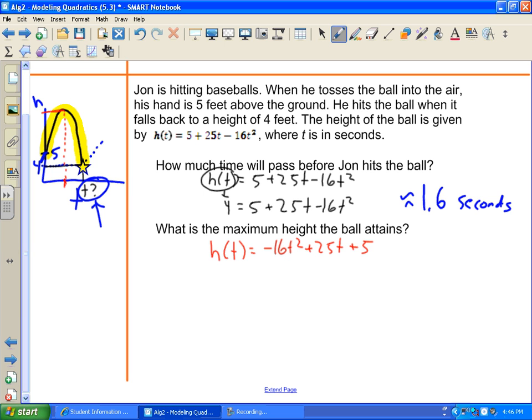What happens at the vertex, or where is the vertex? You should be thinking, that's going to be x equals negative b over 2a. That's negative 25 over 2 times negative 16. I will tell you that comes out as a decimal. Negative divided by a negative is positive. And that decimal comes out to be about 0.78. That's fine. That means about 3/4 of a second is when that's going to meet its maximum height.